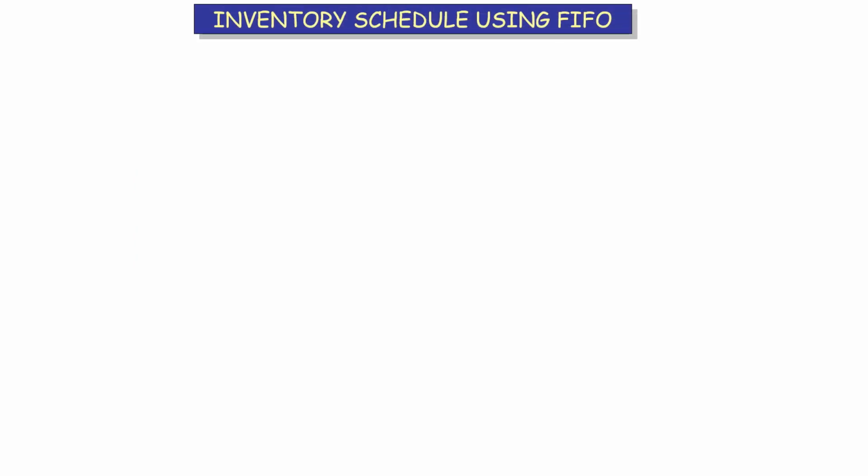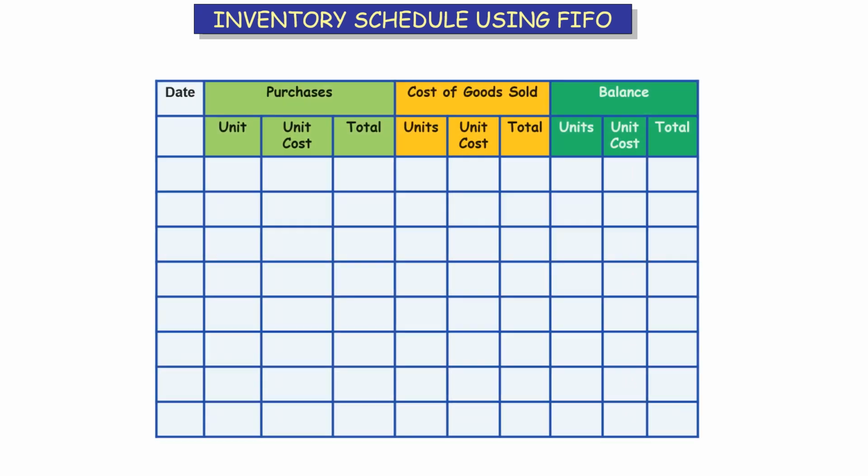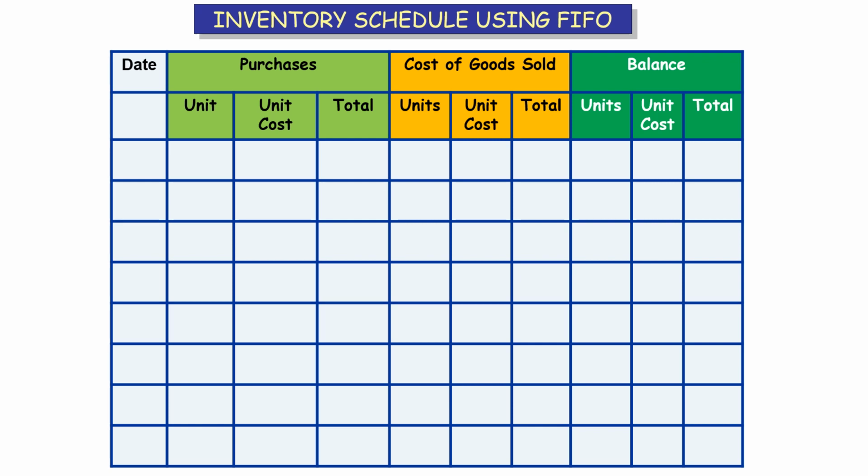Now, to answer this question, we need to prepare, in real life, what is known as an inventory schedule. This is how an inventory schedule looks. So we have a column for dates where we are going to enter the dates chronologically. Then we have a column for purchases, a column for cost of goods sold, and a column for balance. Each of those columns are subdivided into unit cost, and total.